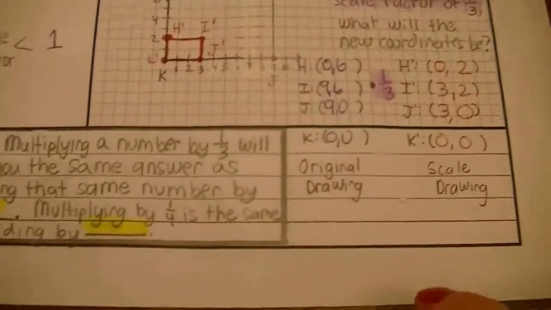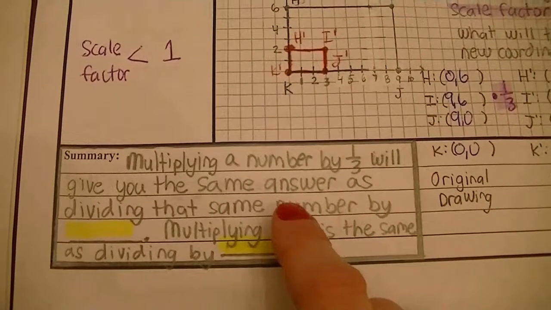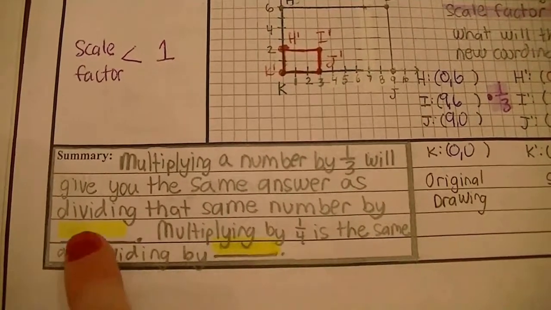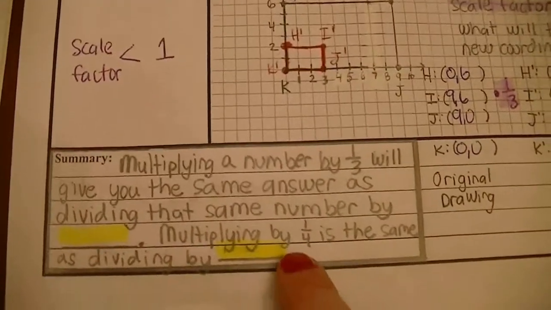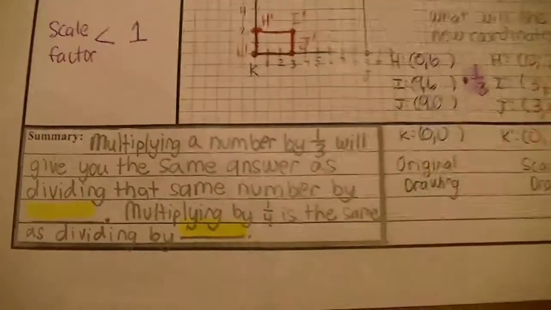All right, for your summary. Multiplying a number by 1/3 will give you the same answer as dividing that same number by blank. Multiplying a number by 1/4 is the same as dividing that same number by blank. Fill that in.